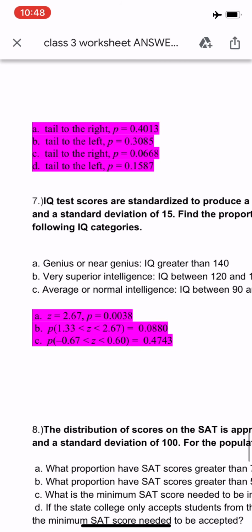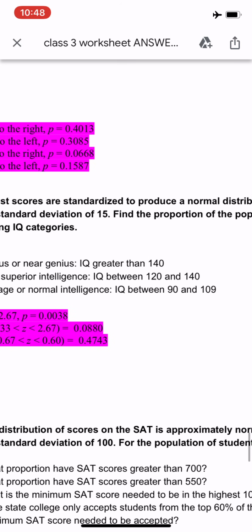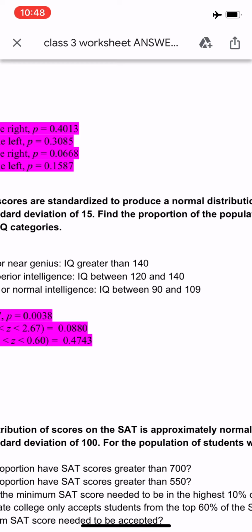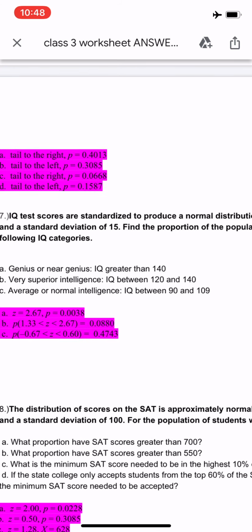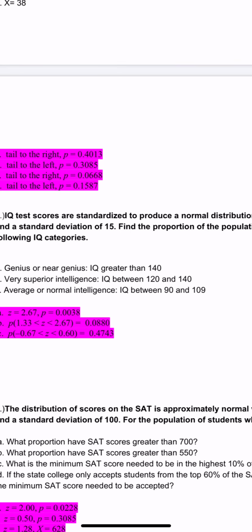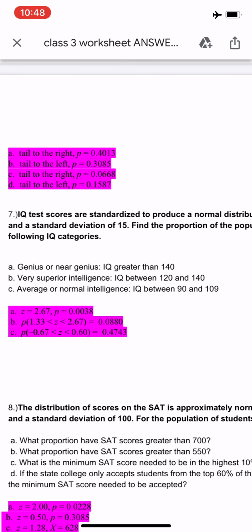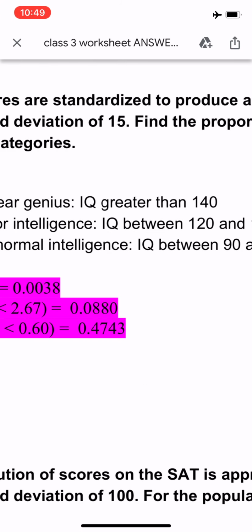And then average or normal intelligence, IQ between 90 and 109. Okay, so you know already 90 is below the mean of 100 and 109 is above the mean, and we're looking for between that. So right away, before you even solve anything, you know what to do. We're going to add column D's for both of the z-scores that correspond to these values. So now you just plug in the formula, 90 minus 100 divided by 15. You'll get a negative 0.67. And then 109 minus 100 divided by 15, you'll get a positive 0.6. You go to column D's for both of these numbers, you add them, and you get 0.4743.